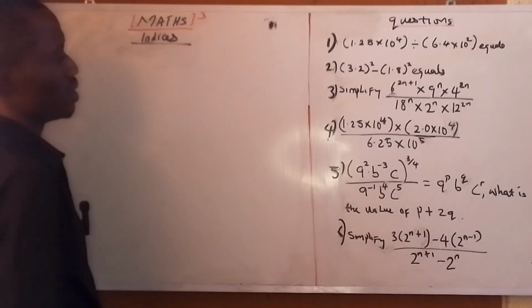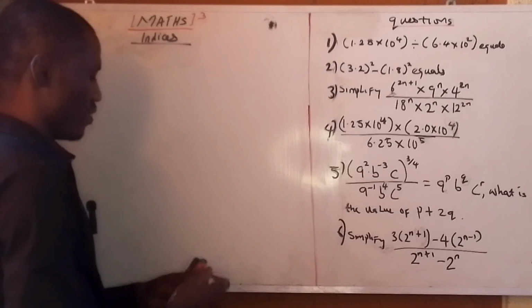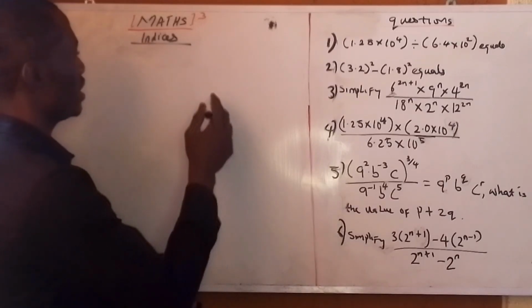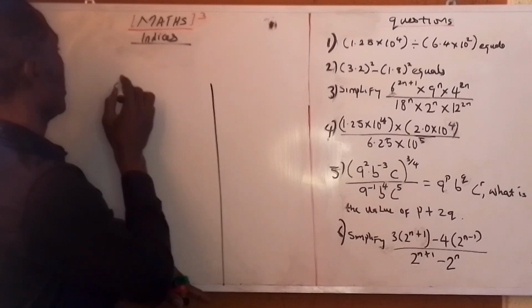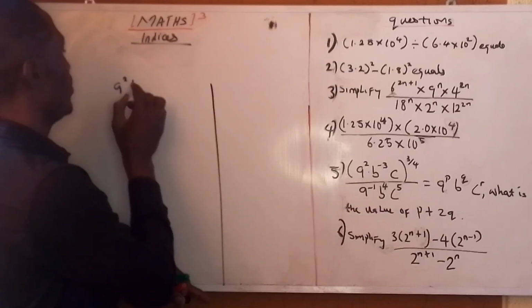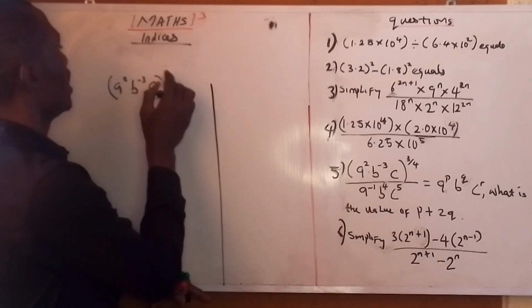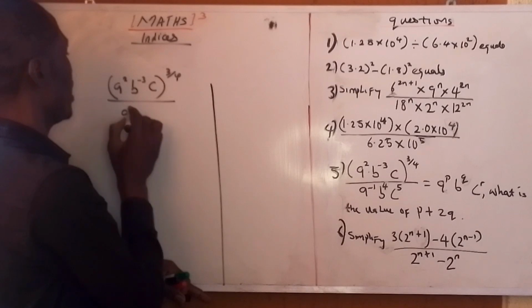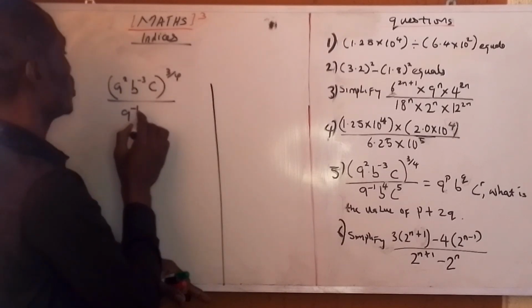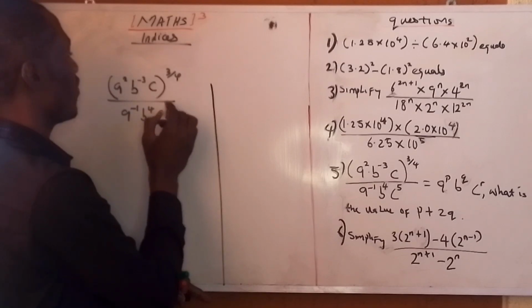The question says that I will need to divide the board. Okay, let's divide the board so that we can have space. We have a raised to the power of 2, b raised to the power of minus 3, and then c, all in brackets, raised to the power of 3 over 4. We are dividing it by a raised to the power of minus 1, b raised to the power of 4, and c raised to the power of 5.